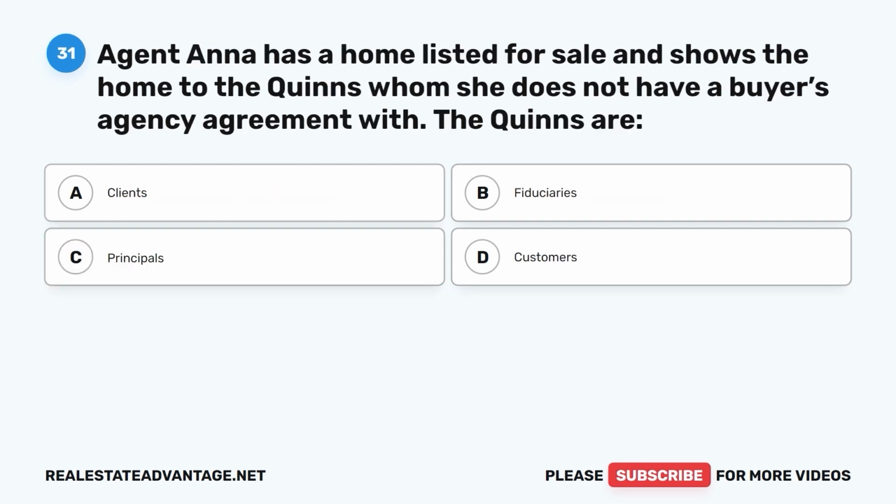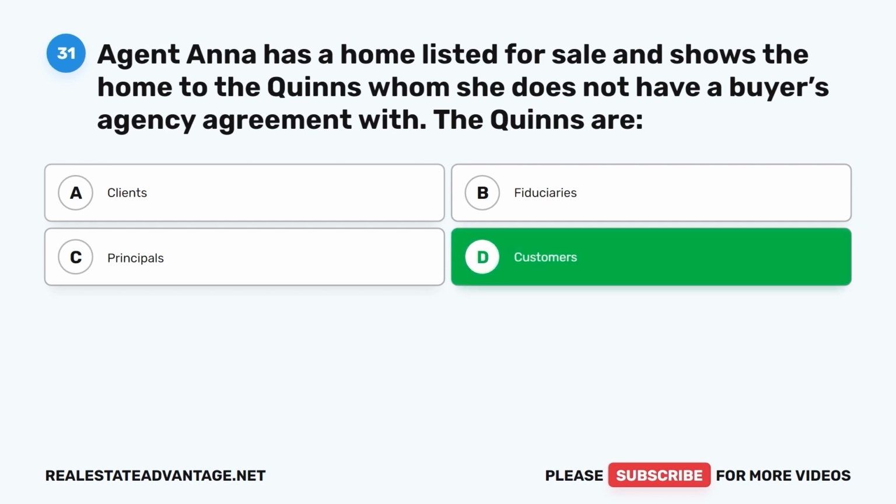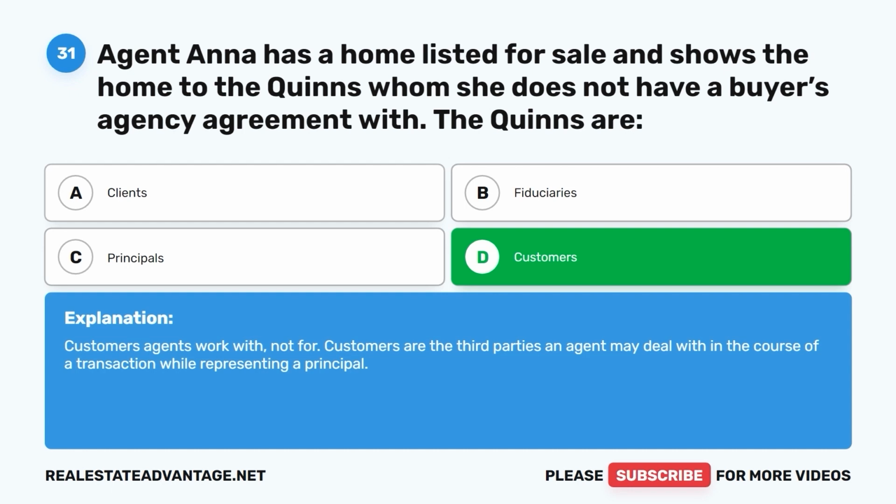Question 31. Agent Anna has a home listed for sale and shows the home to the Quinns, whom she does not have a buyer's agency agreement with. The Quinns are A. Clients, B. Fiduciaries, C. Principals, D. Customers. The correct answer is D. Customers. Customers agents work with, not for. Customers are the third parties an agent may deal with in the course of a transaction while representing a principal.